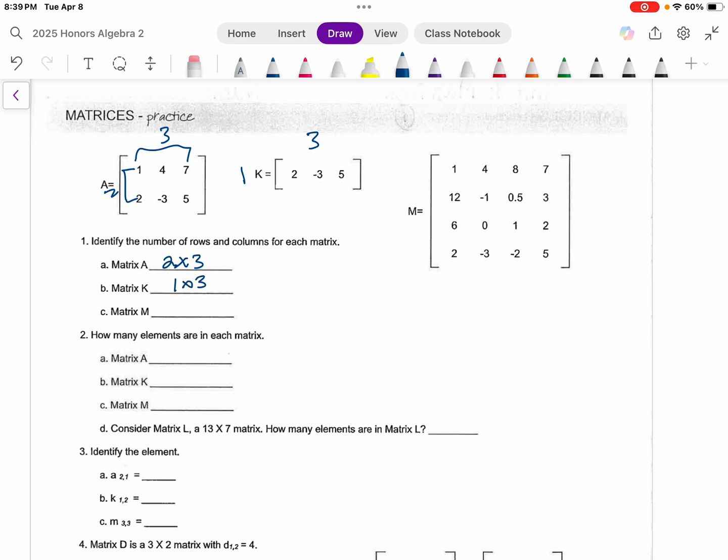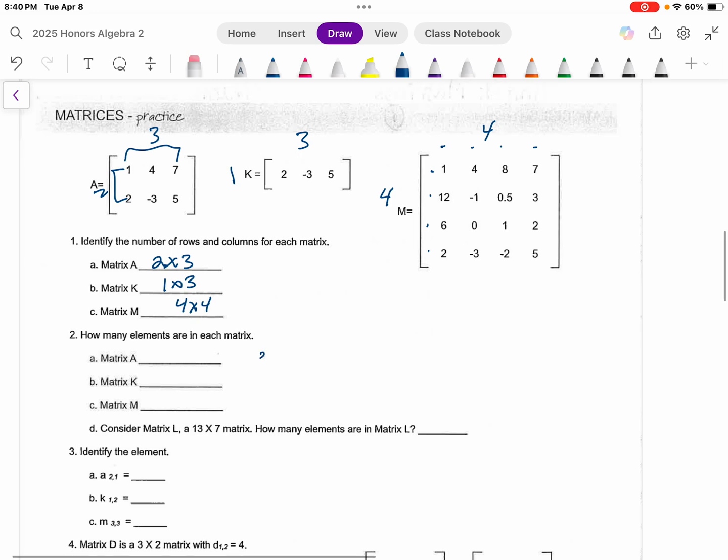And then matrix M is 1, 2, 3, 4 rows by 1, 2, 3, 4 columns. So this is a 4 by 4 matrix, which is a special matrix that we can do some extra operations to compared to other ones. How many elements are in each matrix?